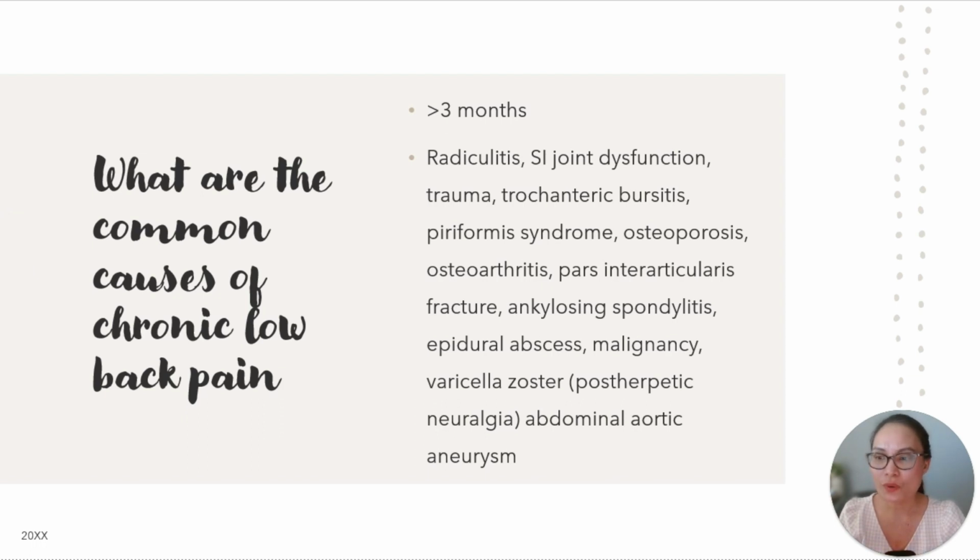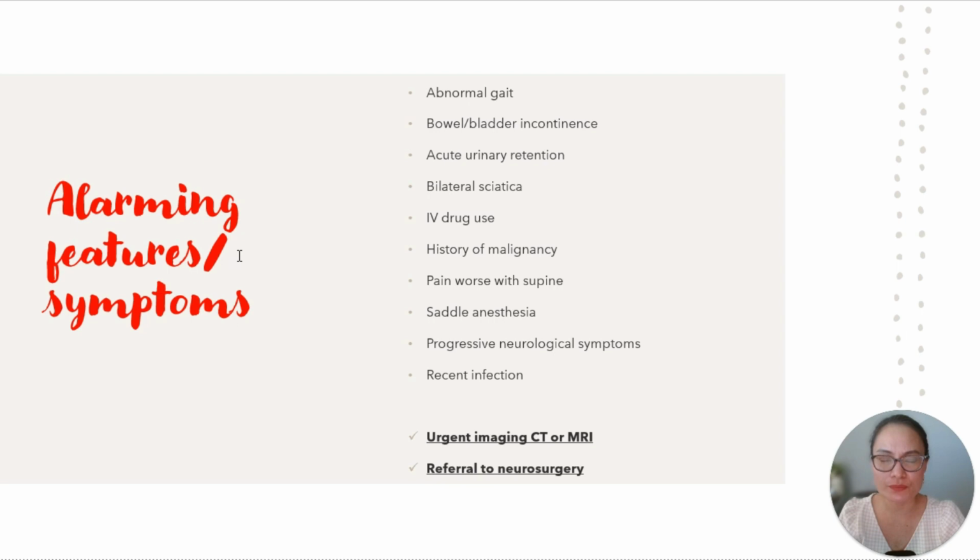Okay, alarming features or symptoms. On your history and physical, make sure to look for abnormal gait, bowel and bladder incontinence, acute urinary retention, bilateral sciatica, IV drug use, history of malignancy, pain that is worse when supine, saddle anesthesia, progressive neurological symptoms, and recent infection. This should raise your antenna for a more concerning cause of the chronic low back pain.